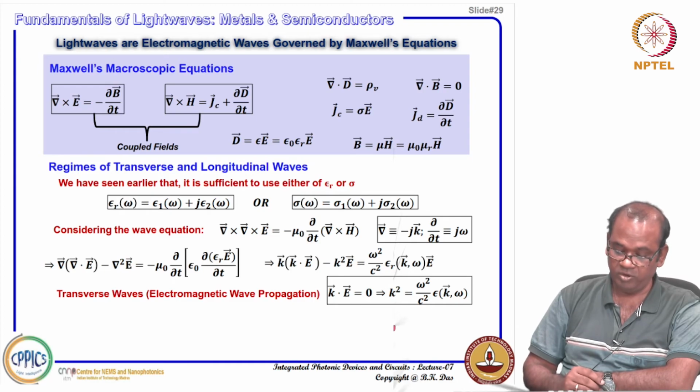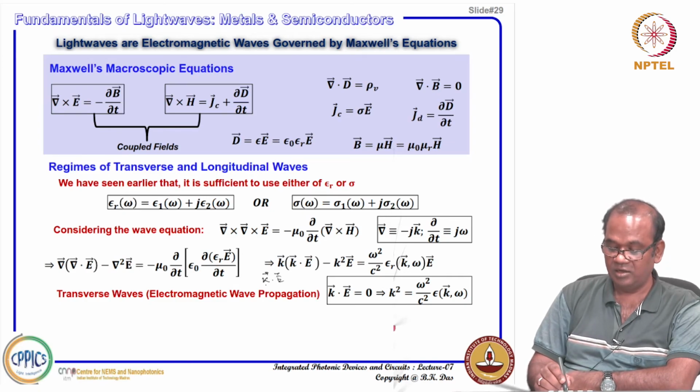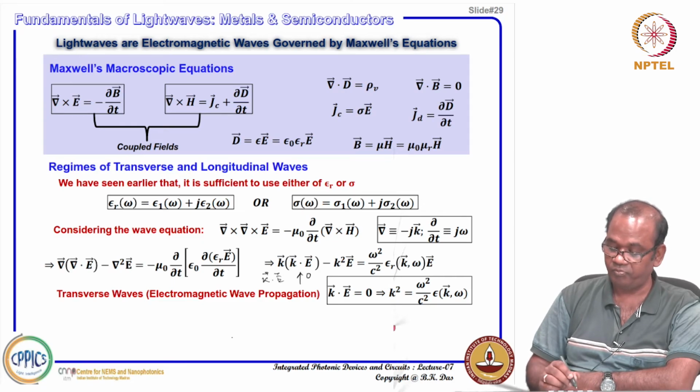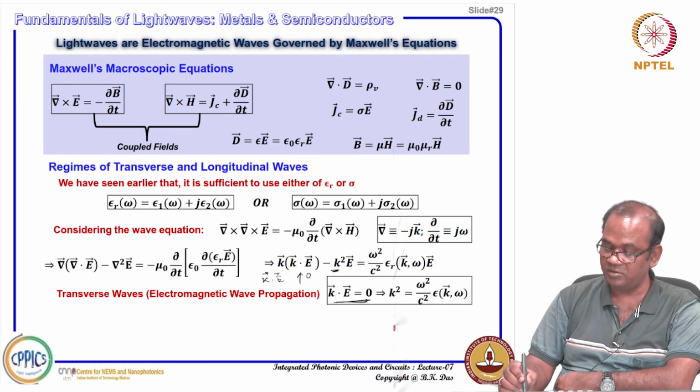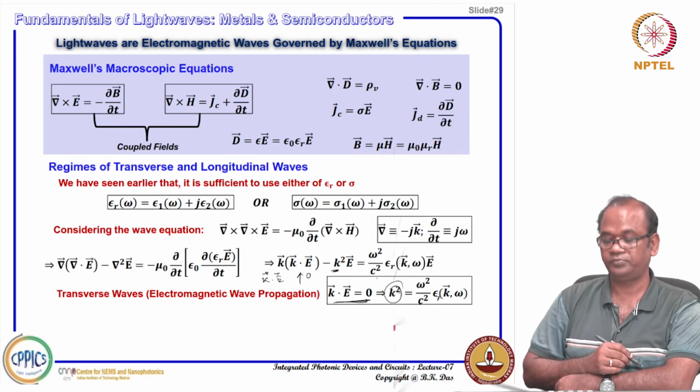Okay, the wave equation for transverse electromagnetic wave propagation. If you are considering a transverse wave, that means the propagation direction, the wave vector k, is perpendicular to the e, so this term will become 0. In that case, k square is equal to omega square by c square epsilon r. Here it should be epsilon r, some type of error.